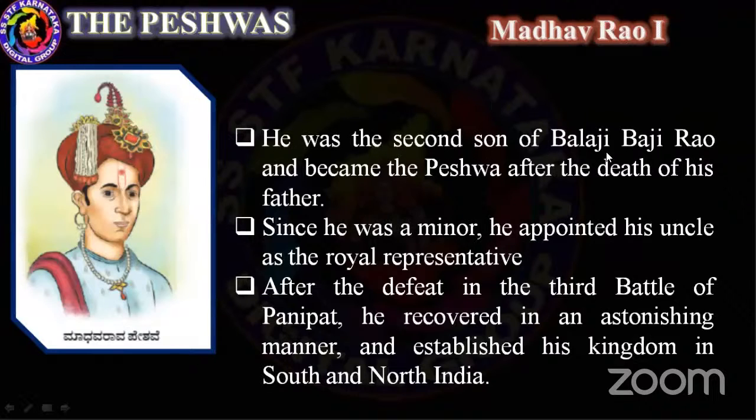He was the second son of Balaji Bajirao. Who was the second son here? Madhavrao the first was the second son of Balaji Bajirao and became the Peshwa after the death of his father. Since he was a minor, he appointed his uncle as the royal representative. He was younger, therefore his uncle was appointed as the royal representative.